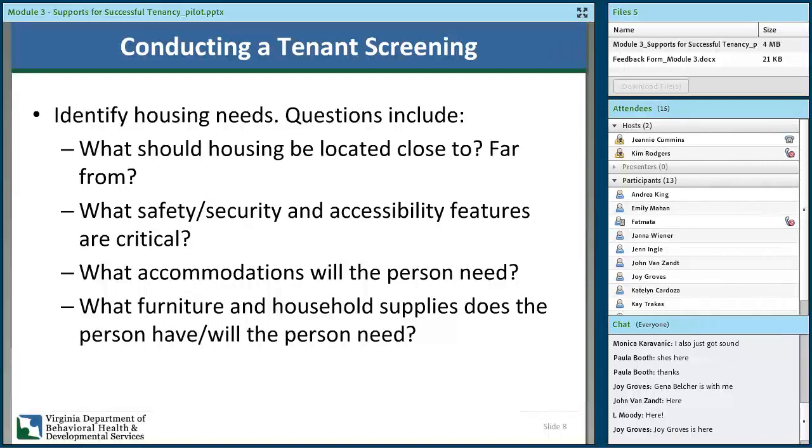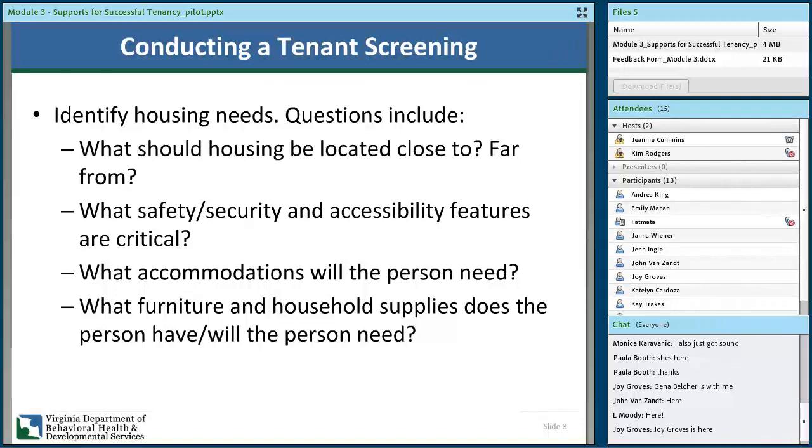Another question is, what safety, security, and accessibility features are critical? For example, does the individual need a secure building entrance, an electric instead of gas stove, a roll-in shower, or maybe wide doorways? And what accommodations will the person need? Examples include approval to pay rent in the middle of the month, a parking space for visiting support staff, or perhaps an emotional support animal.